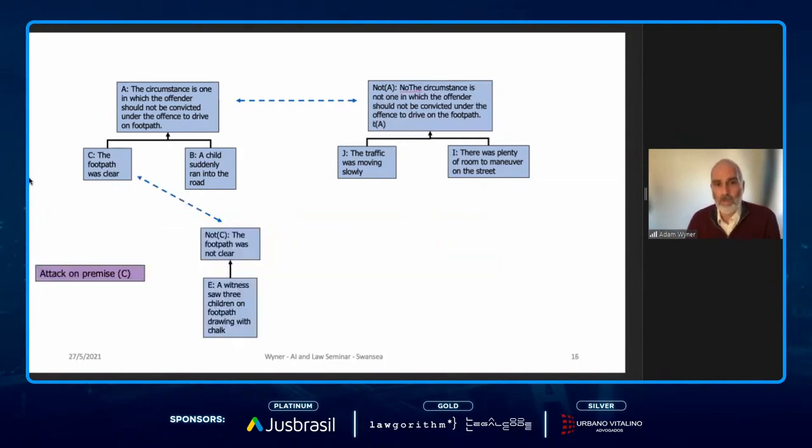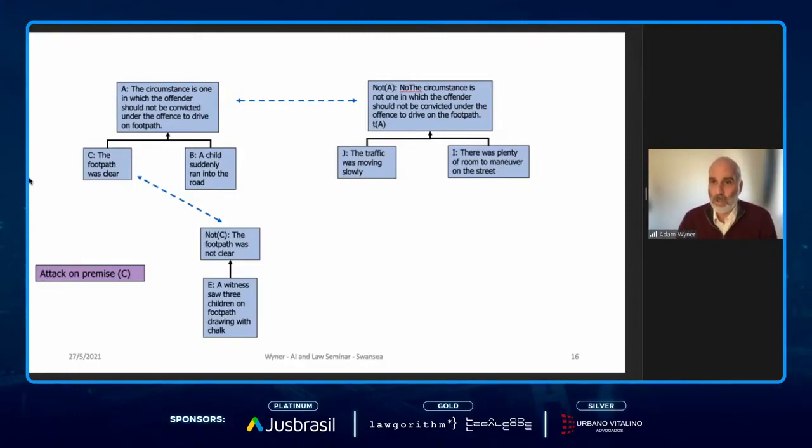So the argument can develop further, right? You can have this kind of growth of this decision tree on both sides. Again, in an adversarial context, there's attack and counterattack of certain parts of the overall argumentation. Somebody comes back and says, well, you said that the footpath was clear, that is C. I say that the footpath was not clear, and I give my justification as E. A witness saw 3 children on the footpath drawing with chalk. So the footpath was not clear. Okay, so that's my counter argument to the claim that the footpath was clear.